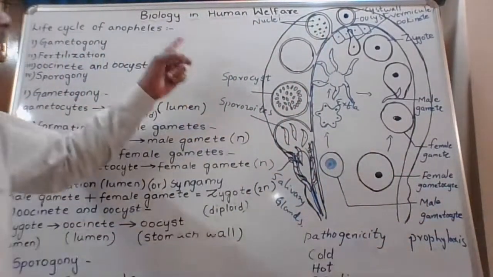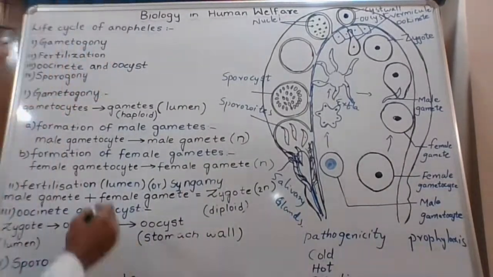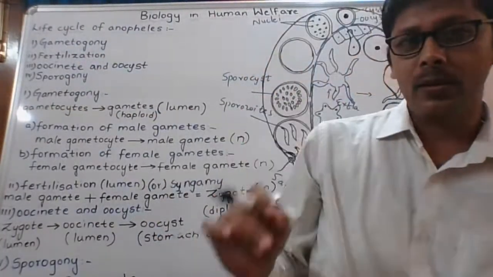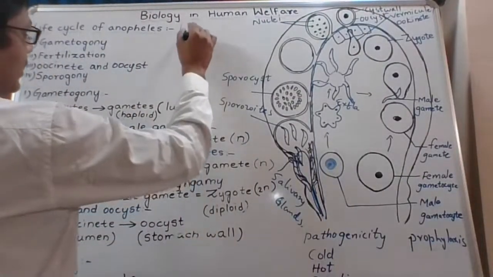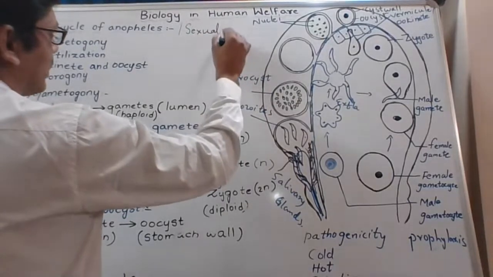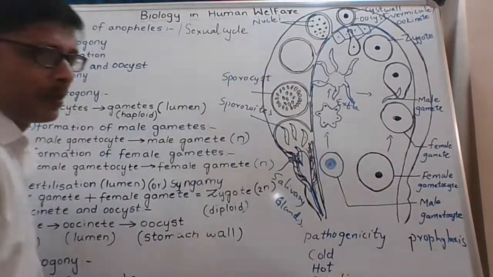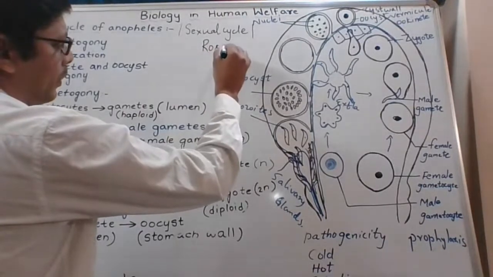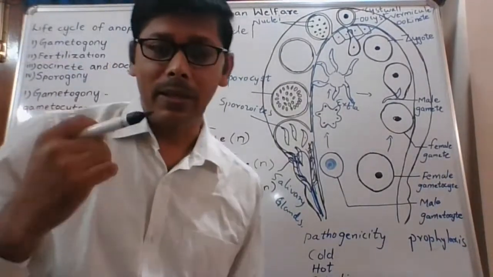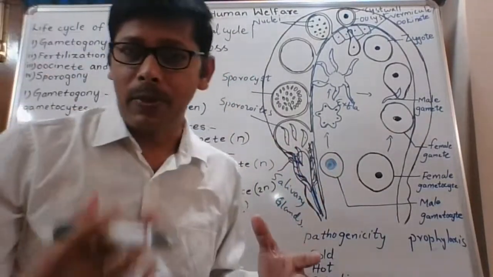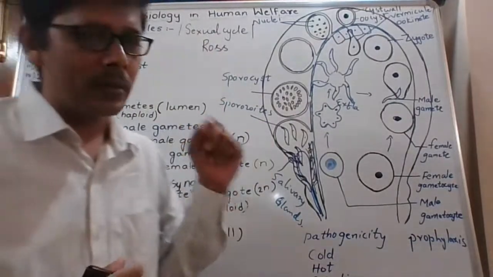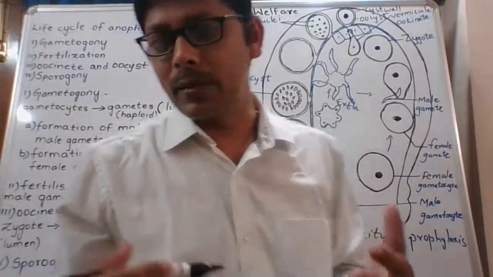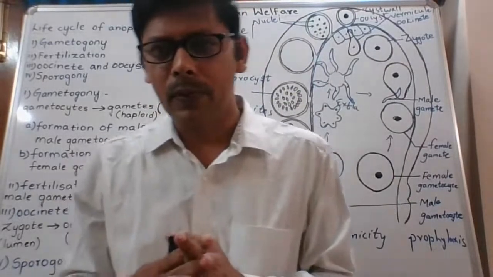Okay, let us start without wasting time. Life cycle of female Anopheles mosquito, not male Anopheles mosquito. This is the sexual cycle. It is also called the Ross cycle. In the exam they may ask any one of these three. They may ask you to describe the Ross cycle, or to describe the sexual cycle of the Plasmodium, or the life cycle in the mosquito phase, the life cycle of Plasmodium in the female Anopheles mosquito.